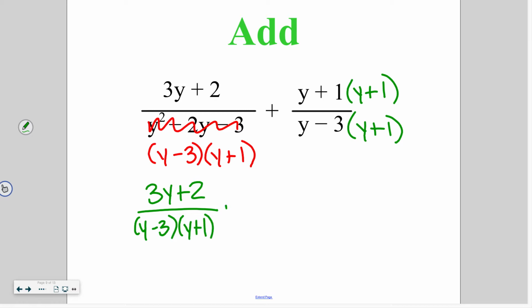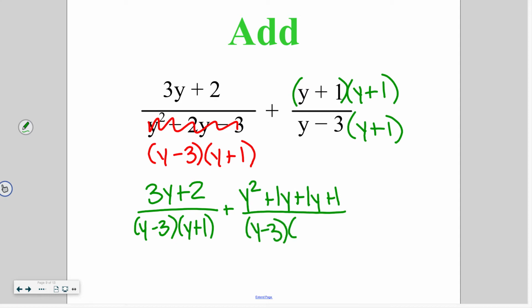Our second fraction up top becomes a FOIL. So I've got y times y, which is y squared, y times 1, which is 1y, 1 times y, which is 1y, and then 1 times 1, which is 1. And on the bottom, I've still got my y minus 3 and my y plus 1.